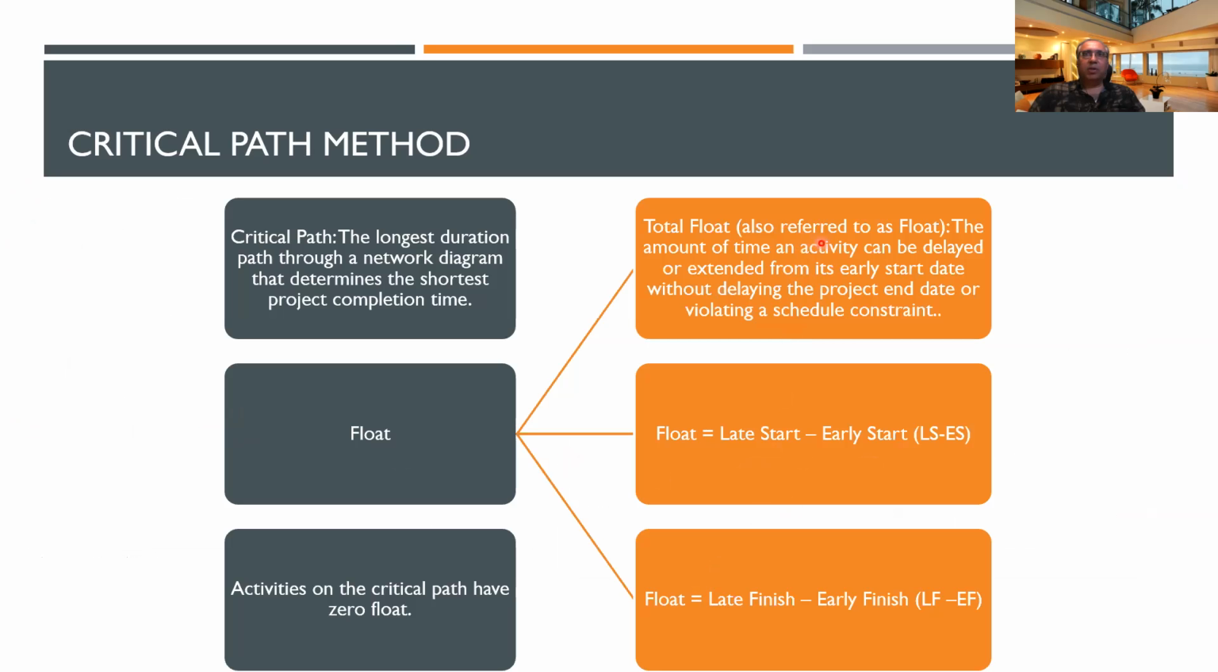So what is the purpose of this? It is the amount of time an activity can be delayed or extended from its early start date without delaying the project end date or violating a schedule constraint. So what is the float? You can say there's some buffer, some time period in between. If you delay that activity, it will not affect your total time for the project. That is the float of that activity.